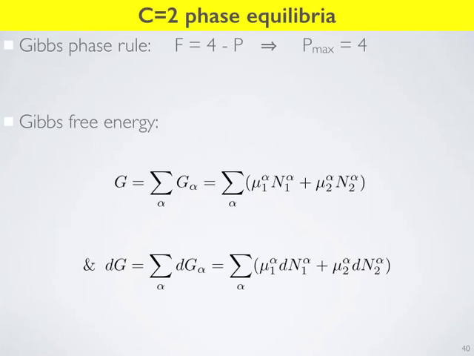And then we can take derivatives of both sides and take dG here and dn's here. So how much, if I change the number of moles of component 1 in phase alpha and the number of moles of component 2 in phase alpha, what is the effect on the Gibbs free energy? So we have the total Gibbs free energy and the effect of making changes to the number of moles of each component in each phase on the Gibbs free energy. And so these are the two equations we're going to use to minimize G and make our predictions for phase equilibria for two components.